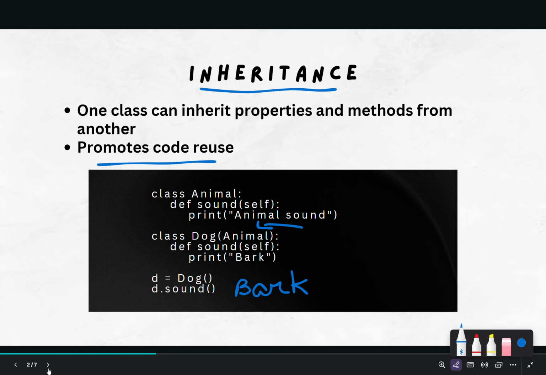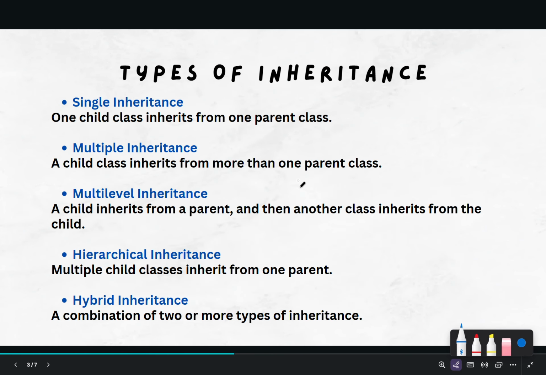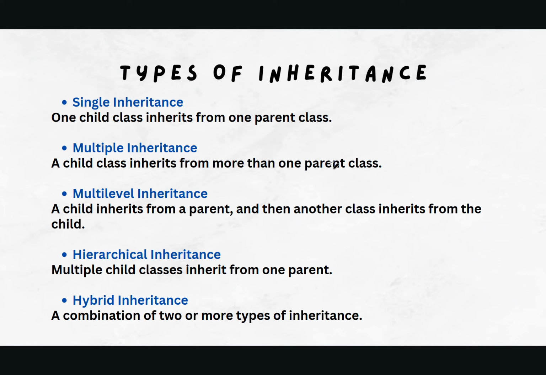Now there are different types of inheritance. So let's see them one by one. Okay, so this is single inheritance. What does that mean? So a single child class inherits from one parent class. So if this is a parent class, a child class will inherit from it. That is single inheritance.